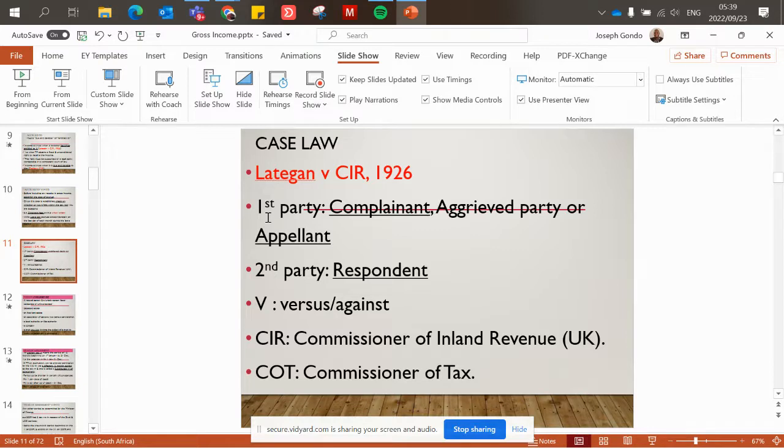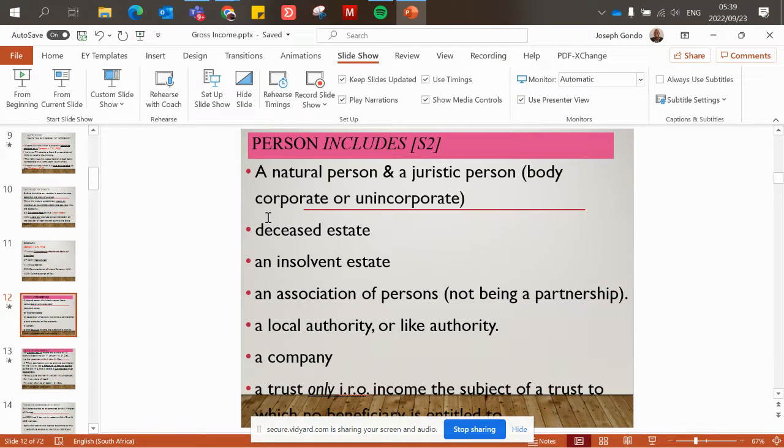So if we say litigant versus CIR, we are saying litigant was the complainant, and he was complaining against the Commissioner of Inland Revenue. If we say court, we mean the Commissioner of Taxes, and that will be a Zimbabwean case. Okay, let's talk about a person.